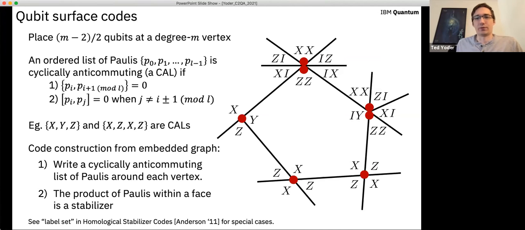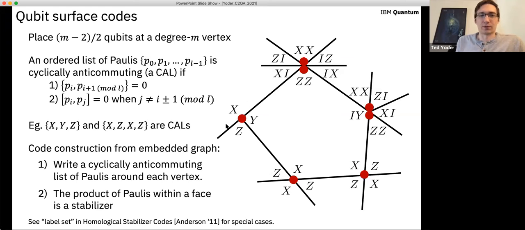Now I have to tell you how to define the stabilizers. So around each of these vertices, you write polys, and these polys form certain commutation relations with each other. In particular, they should be a cyclically anti-commuting list of polys. So this means it's a list of polys. The first and last elements are considered adjacent. And then adjacent polys in the list should anti-commute, but every other pair of polys should commute.